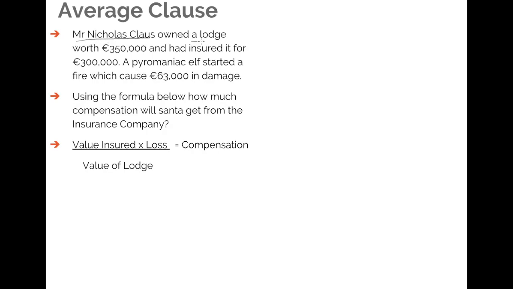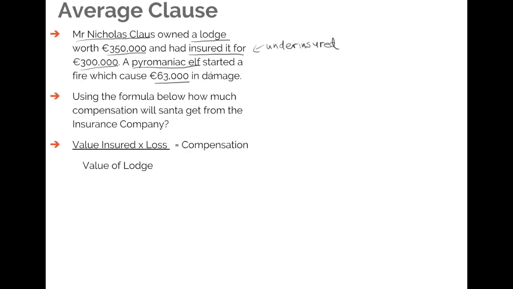Nicholas Claus, and he owned a lodge and it was worth 350,000 euros. Now, he only insured it for 300,000 because he was trying to maybe have a lower premium. So that means he underinsured it. Okay. The problem is that when you underinsure something, if it's damaged, like we see here, a pyromaniac, which means someone who wants to start fires, pyromaniac elf started a fire and the damage was 63,000 euros.